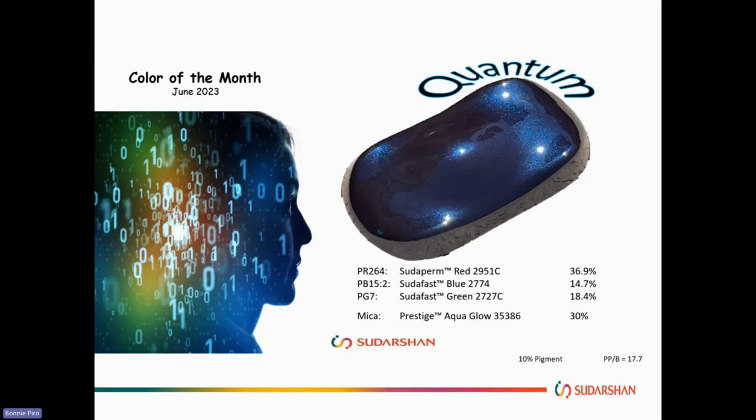And then on the blue side, this is a way to drive a blue more to the red side. That's what we've done with the red 264 in conjunction with a blue 15:2 to push it to the red side.